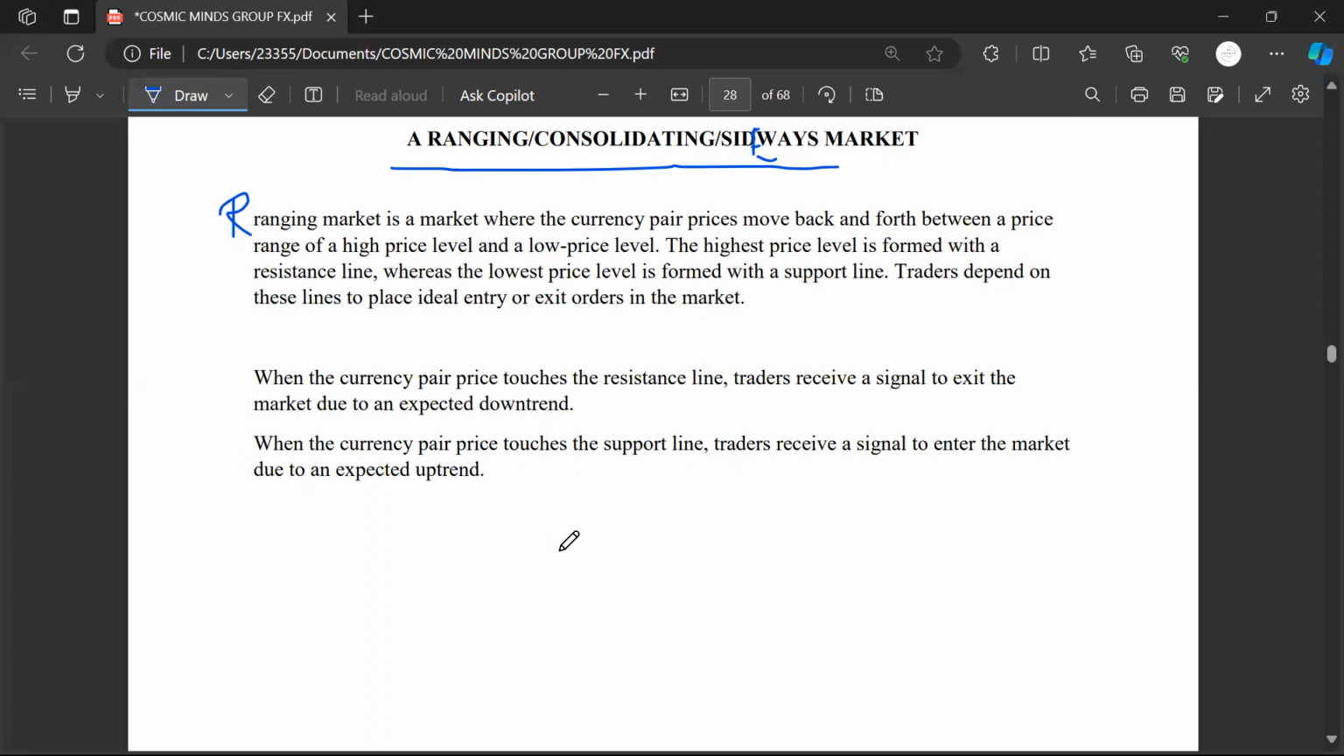When the currency pair touches the support line, traders receive a signal to enter the market due to an expected uptrend. It's as simple as that. We will look at them in the practical sense. If you move to the intermediate class, it is better explained there. So we are moving on.